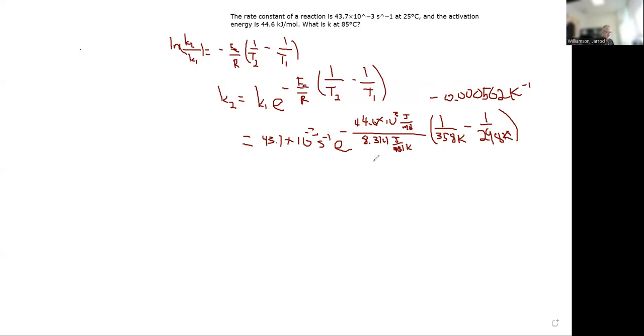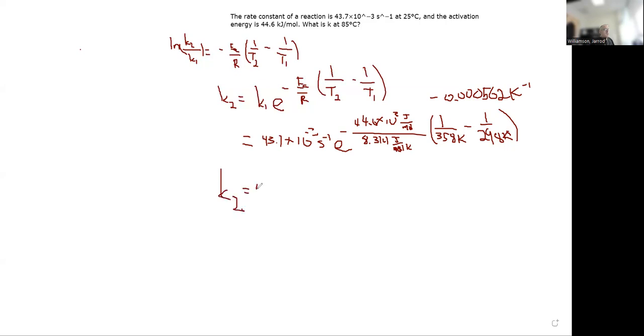So let's go here, 44.6 thousand times 0.000562 divided by 8.314, and I think I did something wrong here. 44.6 times 1,000 times 0.000562 divided by 8.314. I get 3.01.